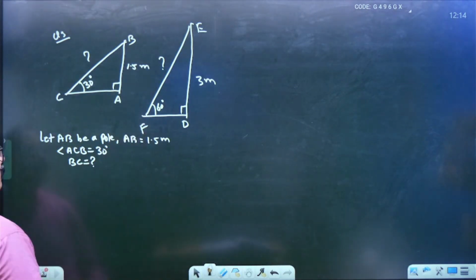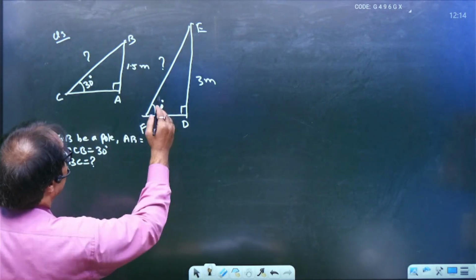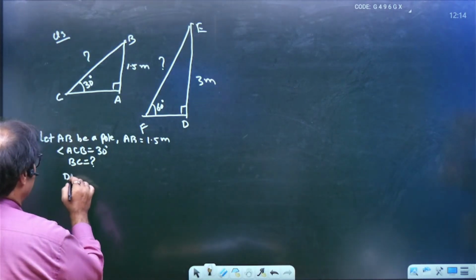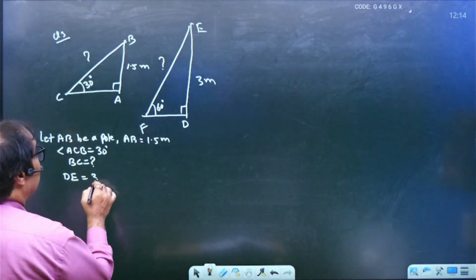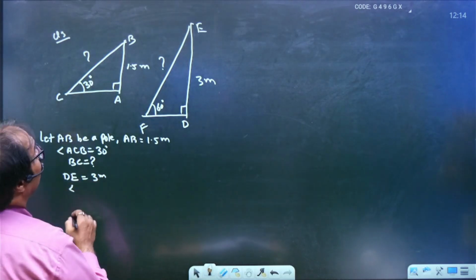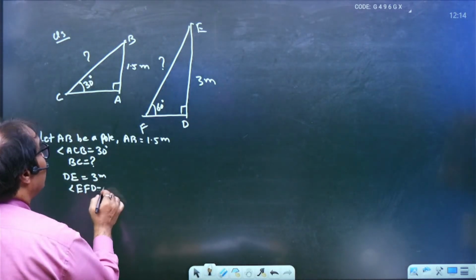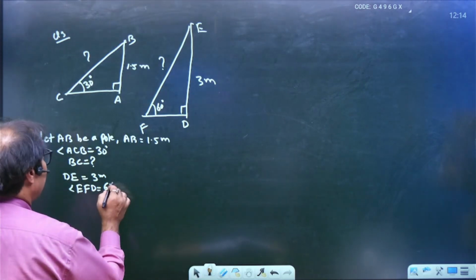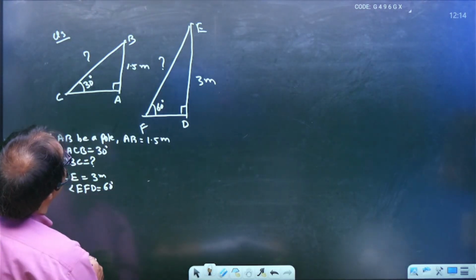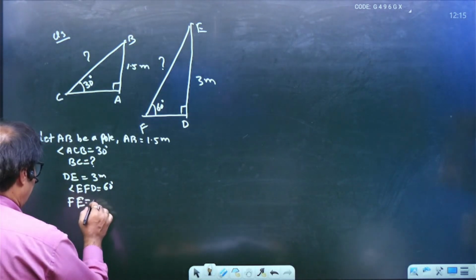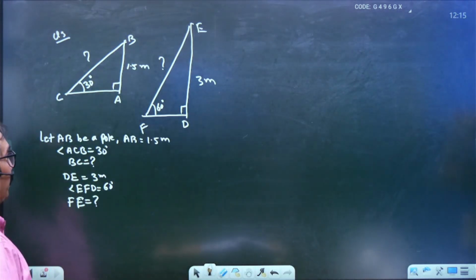Now in this figure, what is given? Similarly, DE is given. DE is equal to 3 meter and angle EFD is given 60 degree. And what we have to find? We have to find FE. This we have to find.